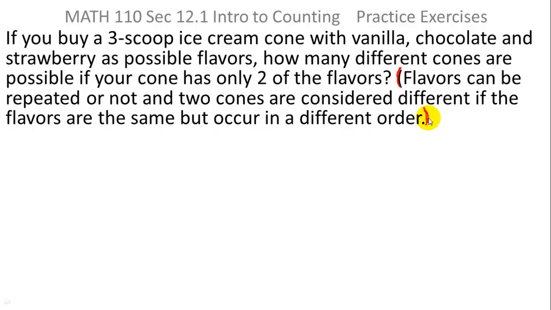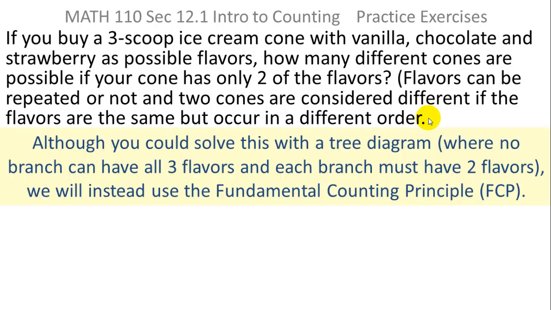Okay, let's look at this in the same way we've looked at them before. I'm going to omit the tree diagram solution because it's so straightforward. I think you can follow through that no problem yourself. And what you're doing there is you're doing all the branches where no branch can have all 3 flavors, because it says a cone has only 2 flavors. But also it must have 2, so you'd eliminate any branch that only had 1 flavor.